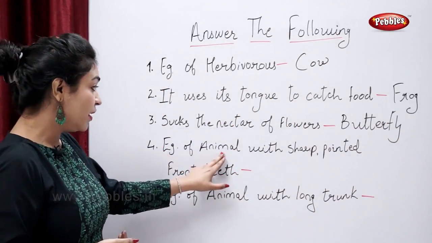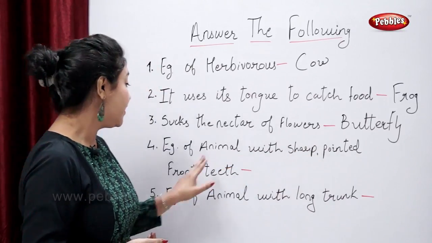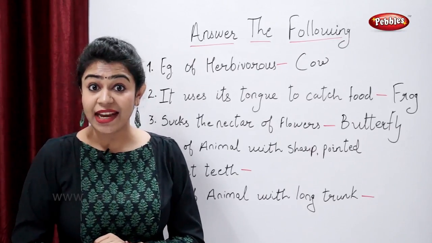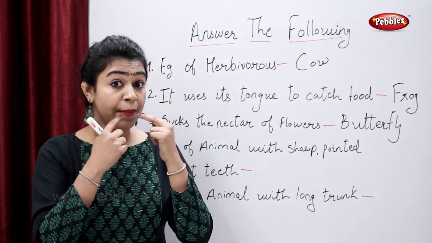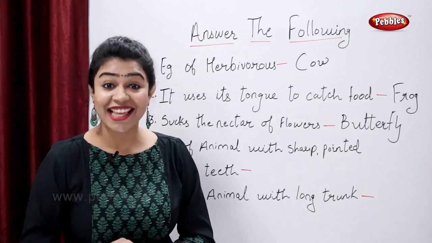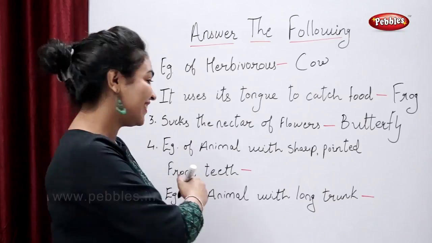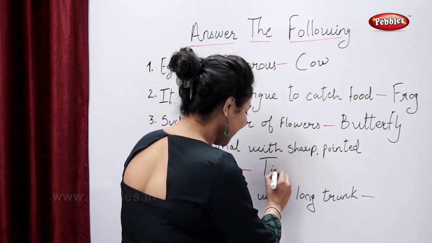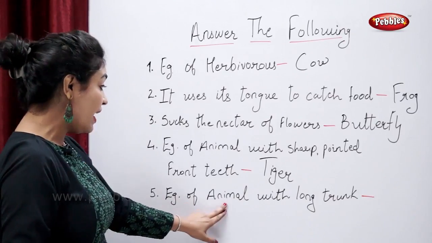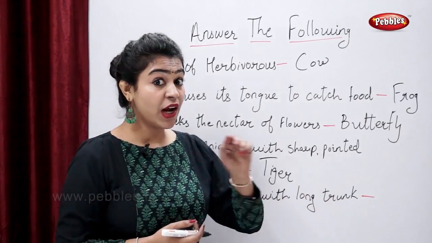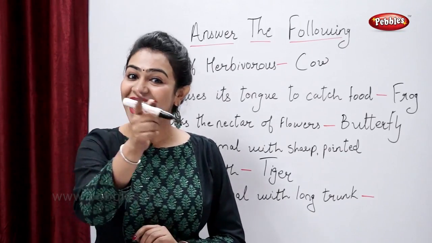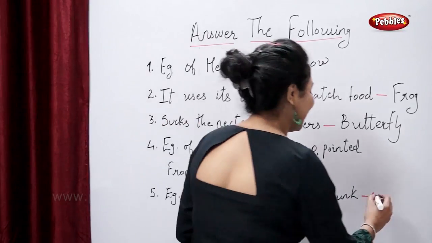Example of an animal with sharp pointed front teeth. So tell me, which is that animal who has sharp pointed front teeth? Yes, it is tiger. Example of animal with long trunk. Which is a common example? Elephant, correct.